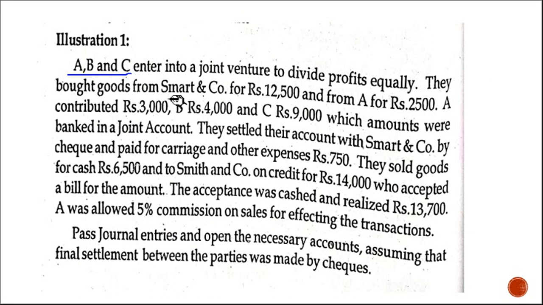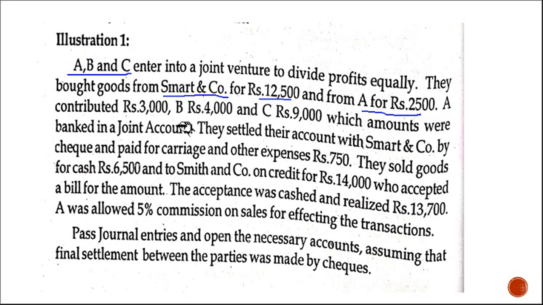They bought goods from Smart and Company for rupees 12,500. Okay, this is the first transaction: purchase of goods from Smart and Company. Then from A, rupees 2,500. So this is one of the co-venturers who brought the goods, the second transaction. Clear?